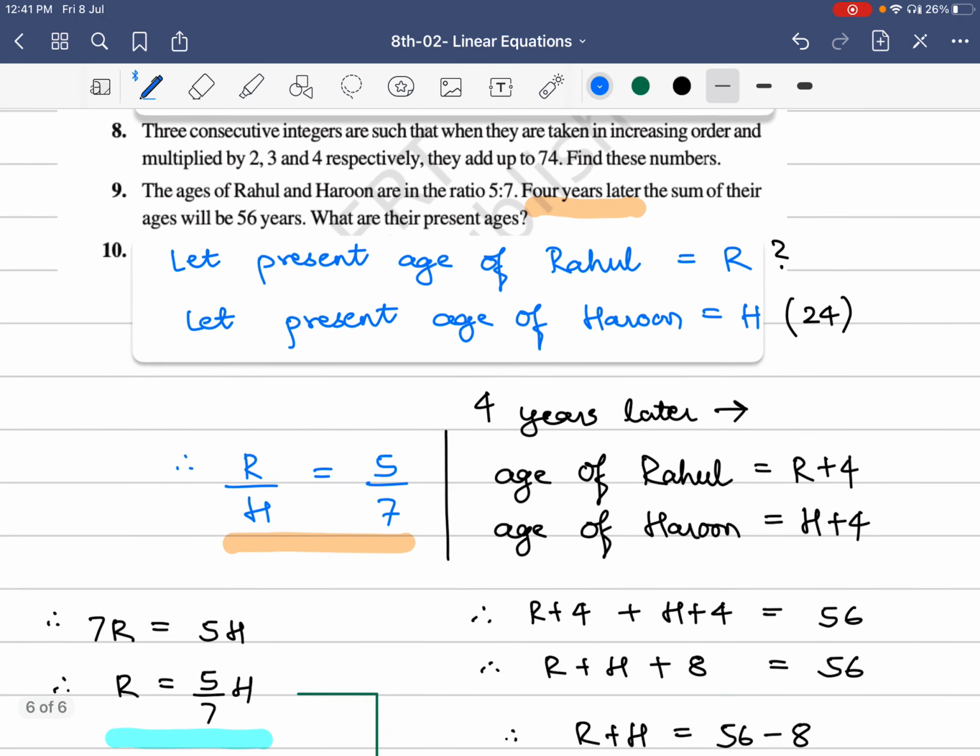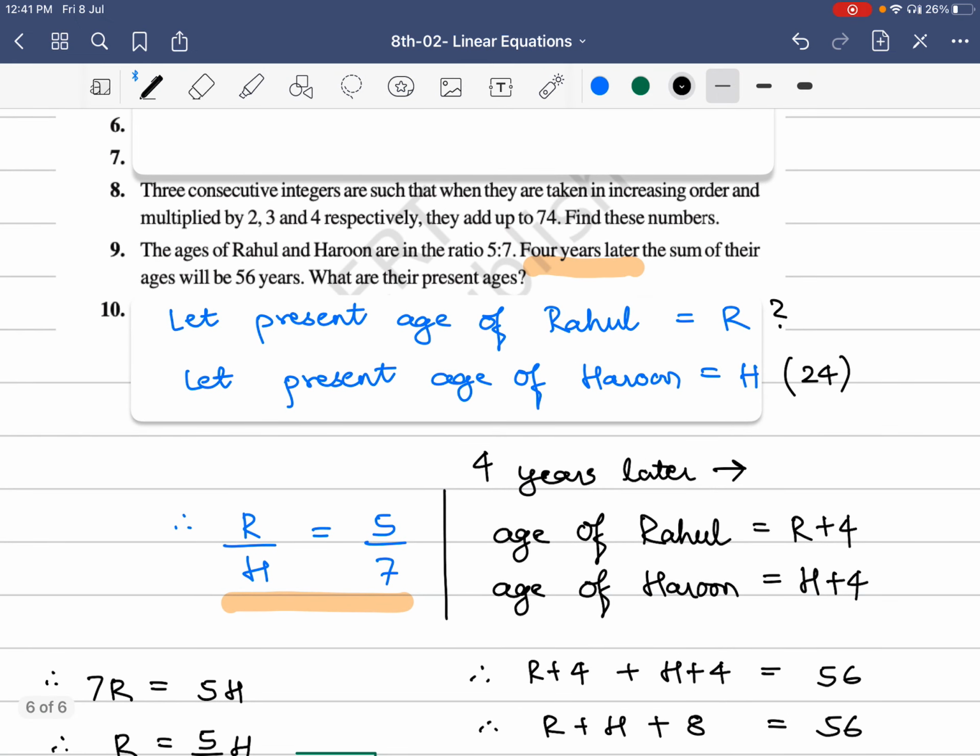So thus, let's come here. We have found out the values of both R and H, that's 20 and 24. And that's what the question asked. They have asked us to find out their present ages. Important point. The present age is 20 and this present age is 24. That's the answer.